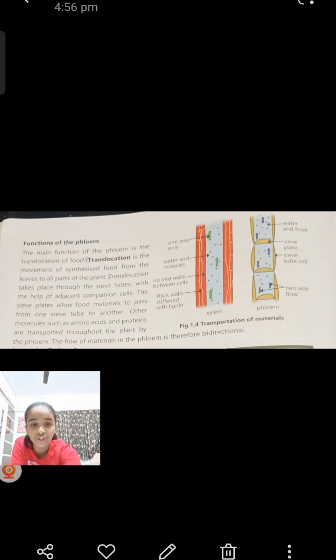Now 38th question is, what are the other molecules that are transported throughout the plant by the phloem? The answer is, other molecules such as amino acids and proteins are transported throughout the plant by the phloem. Now 39th question is, how is the flow of molecules in the phloem? The answer is, the flow of materials in the phloem is bidirectional.